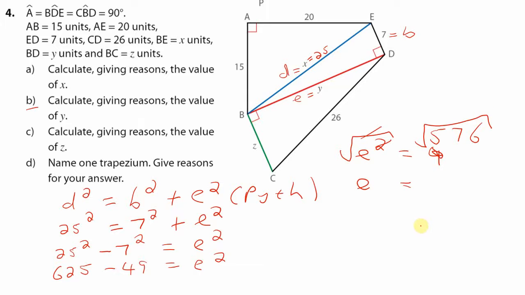So now the question is, what times what will give us 576? 24 times 24. So we keep one of the 24. So our answer is 24 units.